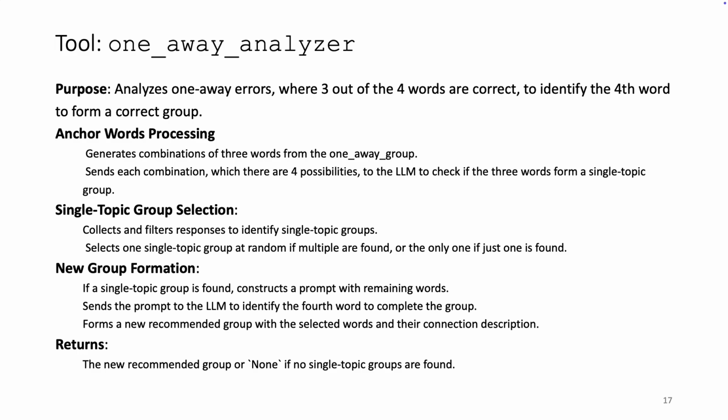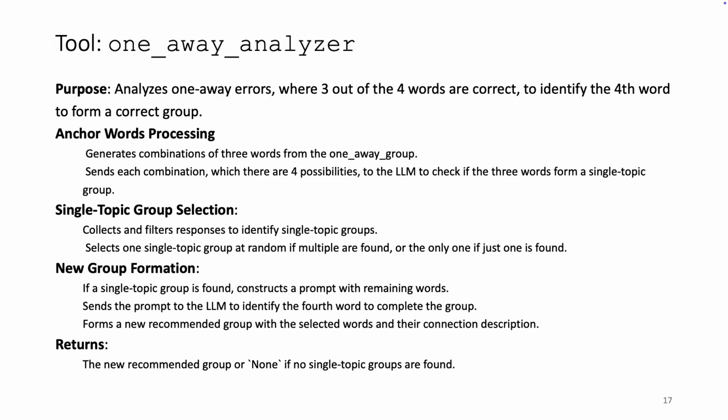It filters and identifies combinations that form single topic groups. If multiple valid groups are found, the tool randomly selects one. If only one valid group exists, that one is chosen automatically. Once a valid group of 3 words is selected, the tool generates a new prompt for the LLM to identify the missing 4th word that would complete the set. The result is a new recommended group that includes the selected words along with an explanation for their connection.